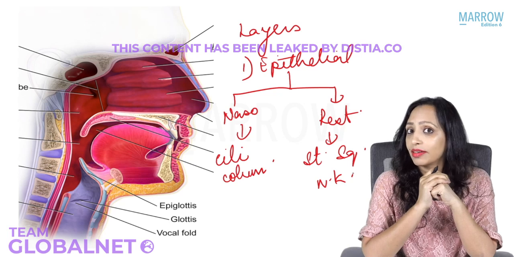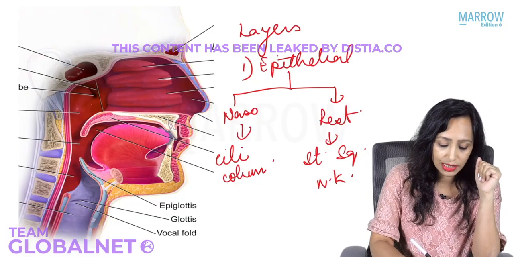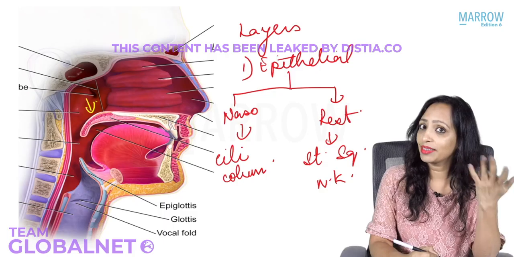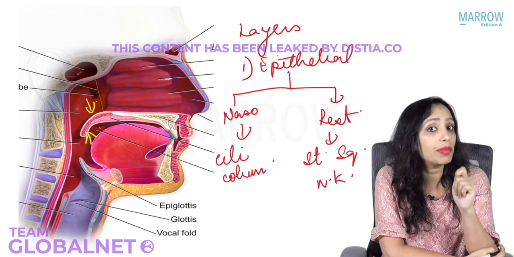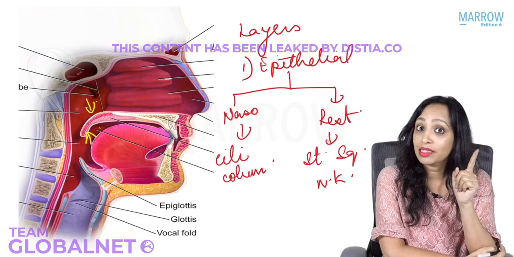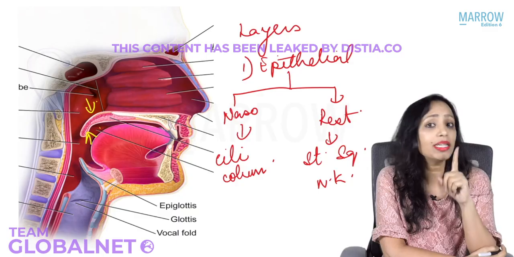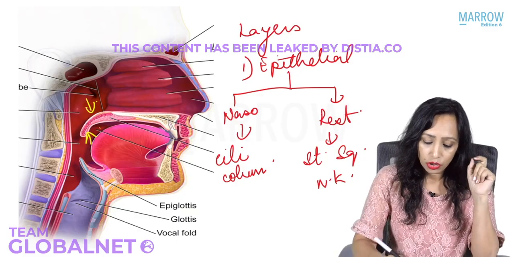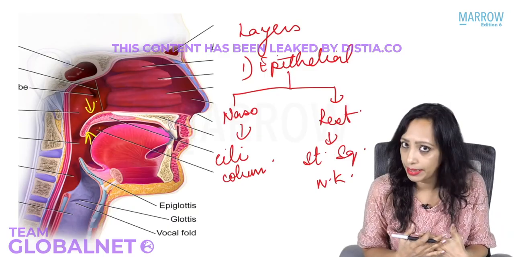Soft palate? Yes, soft palate has two surfaces. That is why they confuse you. The nasopharyngeal surface is lined by ciliated columnar, whereas the oropharyngeal surface is lined by stratified squamous epithelium. So, it is lined by both ciliated columnar as well as stratified squamous epithelium. Is that clear? So, that was the first layer, the lining epithelium.